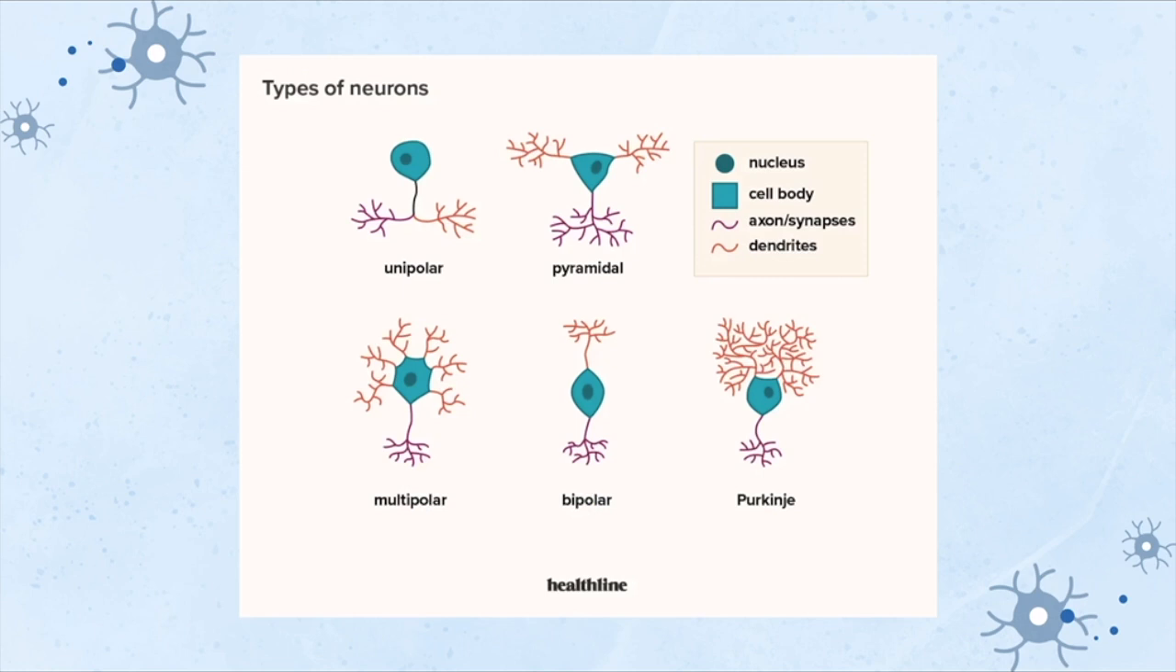These are the different types of neurons. As you can see, they come in all different shapes and sizes. They all have their own functions in different parts of the body.